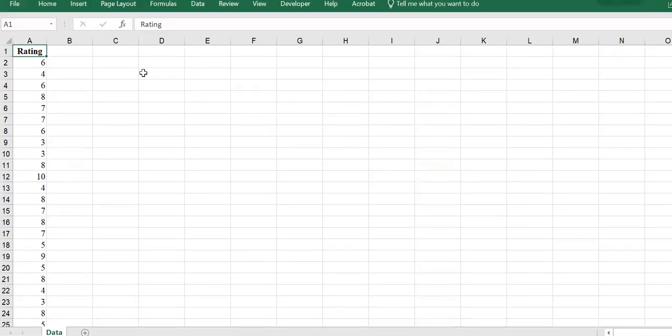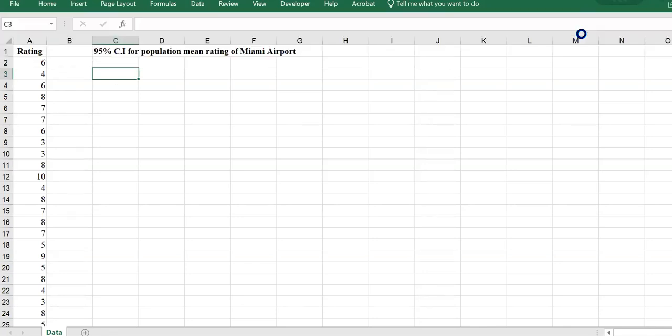Here's the data file, here's my sample, and I want to build a 95% confidence interval for the population mean rating of the airport. So that's the question.